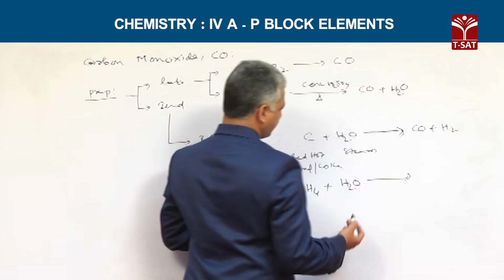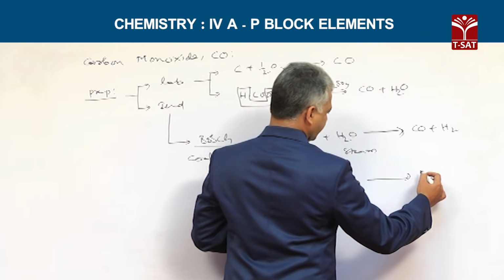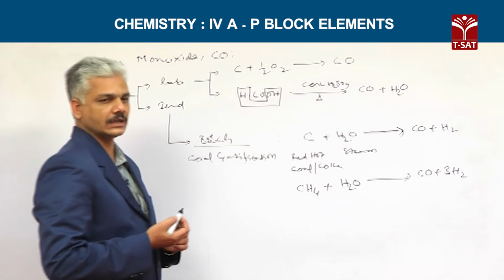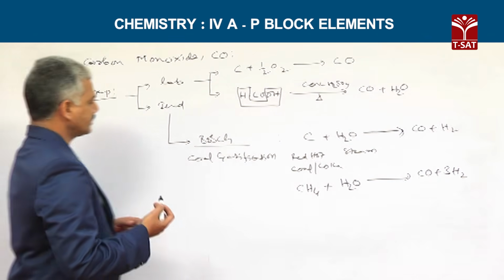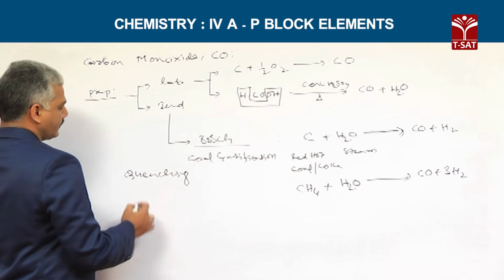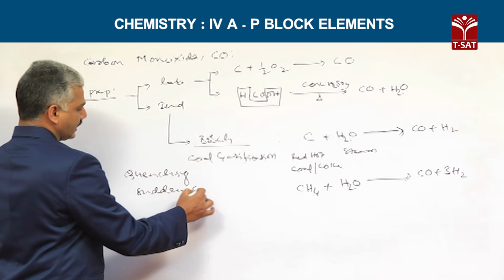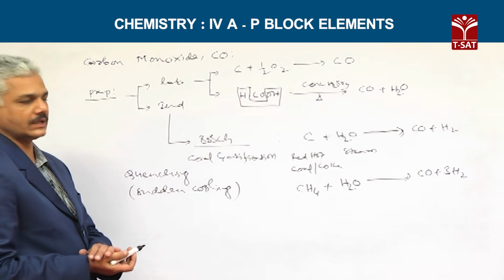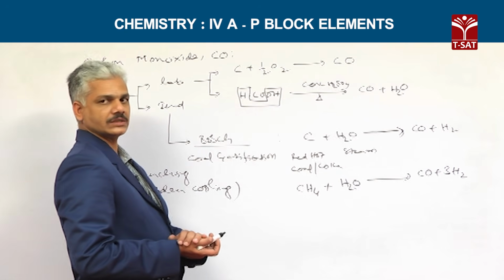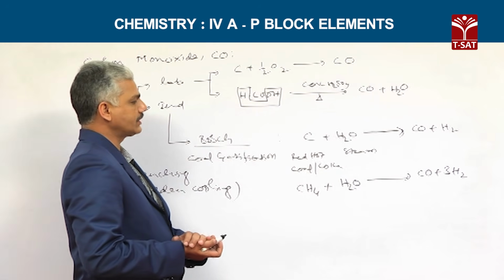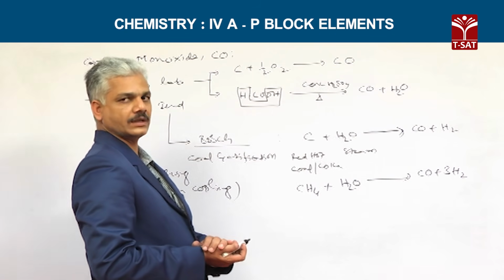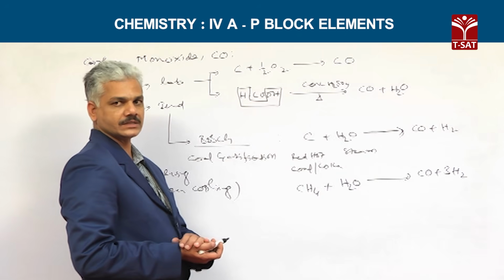When methane is made to react with steam in the presence of a catalyst, we get a mixture of carbon monoxide and hydrogen. This mixture has to be subjected to a process called quenching, that involves sudden cooling. On sudden cooling, carbon monoxide gets liquefied, and in that way the mixture can be separated. The mixture of carbon monoxide and hydrogen is also called water gas, syngas, as well as blue gas.